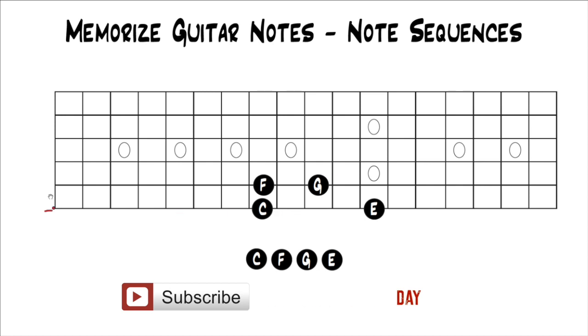If it's on 2 adjacent strings, you keep it on 2 adjacent strings, and you play it in the order right here, which is just a random group of notes that I picked. It doesn't matter, so I'd play C, F, G, E, and I'm just going to find all the spots I can do that on the fretboard.